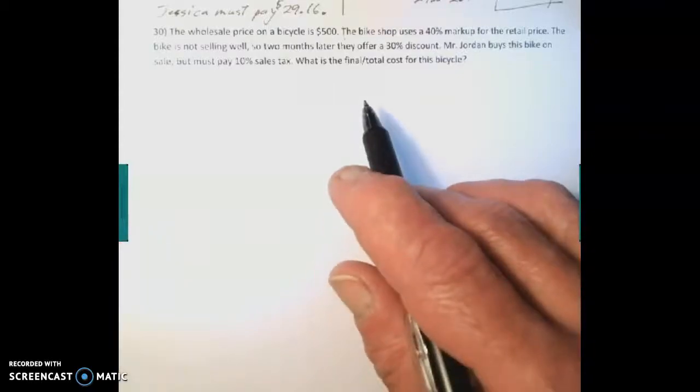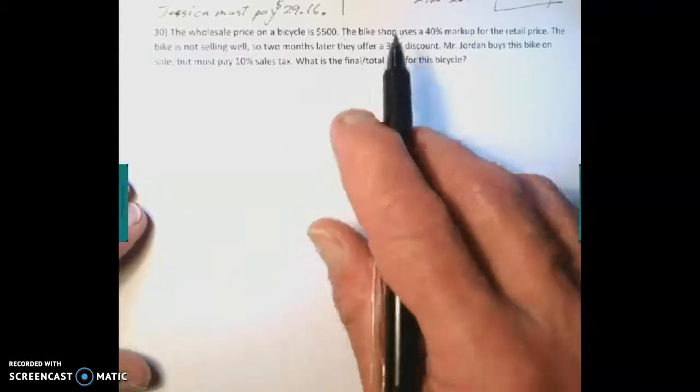Unit 6 Test Study Guide, question number 30. Oh, we're almost to the end of this thing.